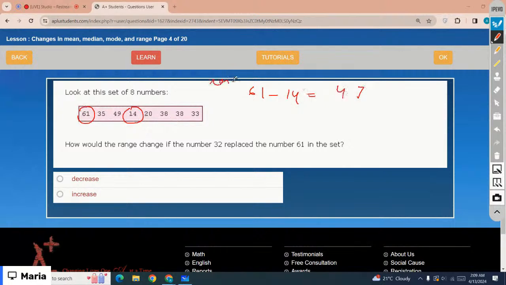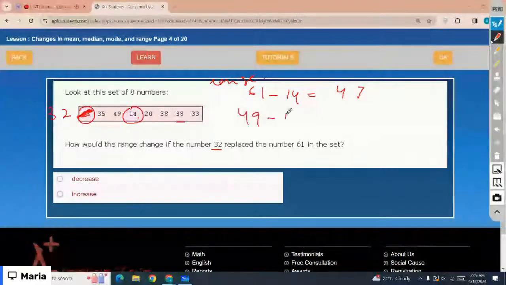the set. Now, if the number 32 replaces the number 61 in the set, so replace this 61 by 32, the smallest number is 14 and the greatest is 49. So 49 minus 14 is 35, right? You can see the range is decreased. The correct option is decreased.